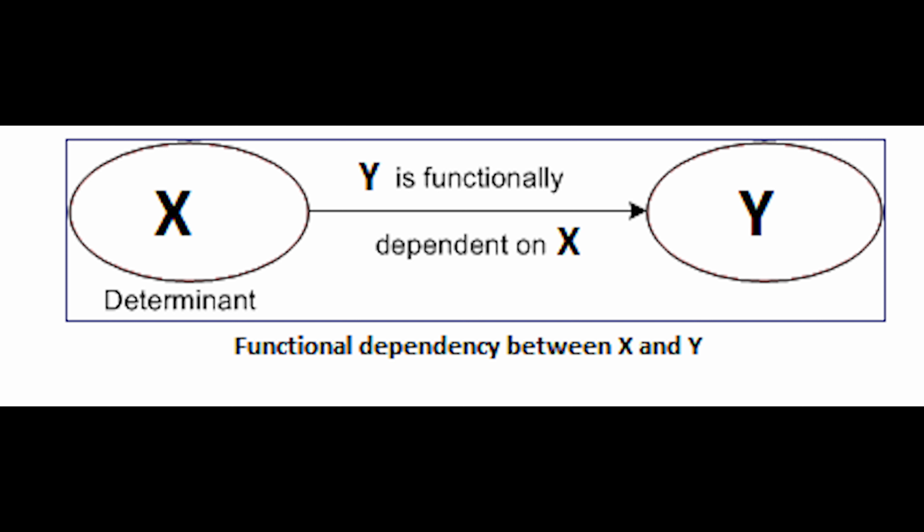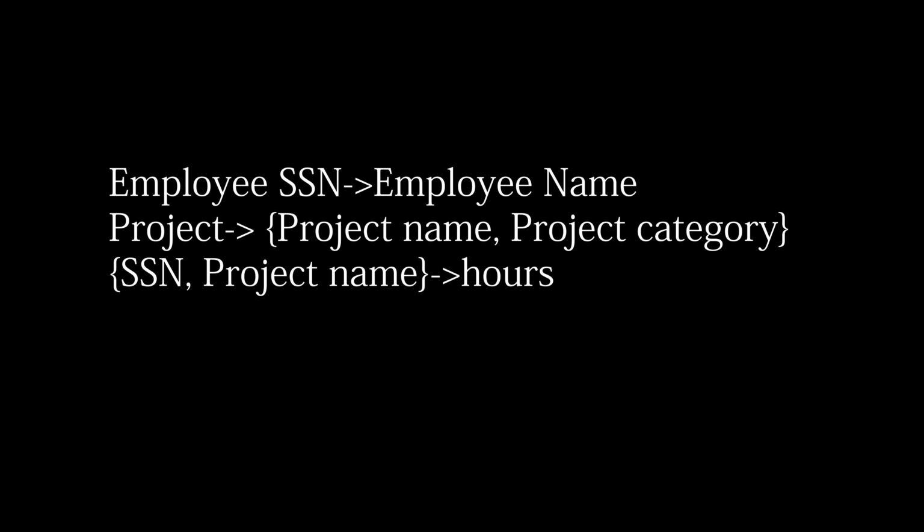We have the attribute types X and Y. Functional dependency X to Y implies that the value of X uniquely determines the value of Y, or Y is functionally dependent on X. Let's look at it from a different perspective. We have employee social security number that leads to employee name, and the dependency shows that the employee name is functionally dependent on the social security number.